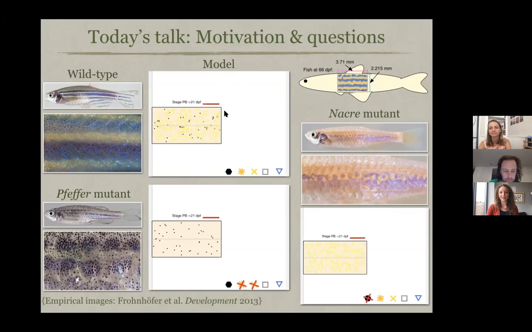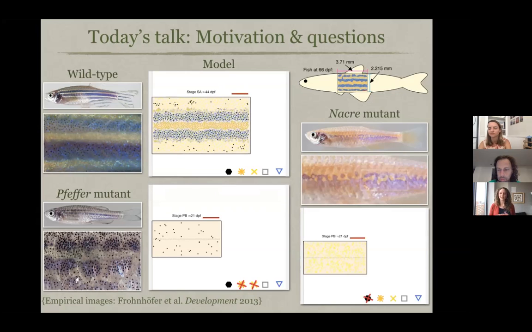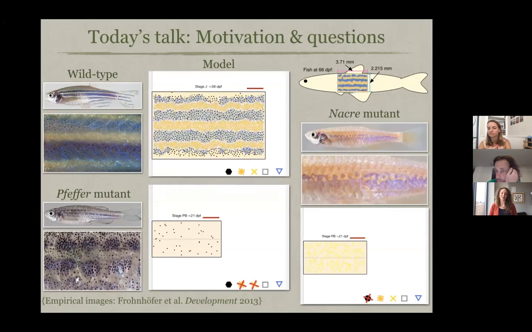So I'll show you wild type first. And you can see the pattern forming sequentially as the movie runs.